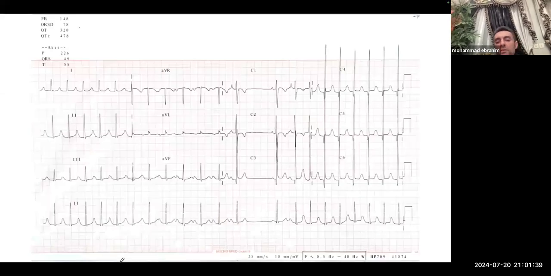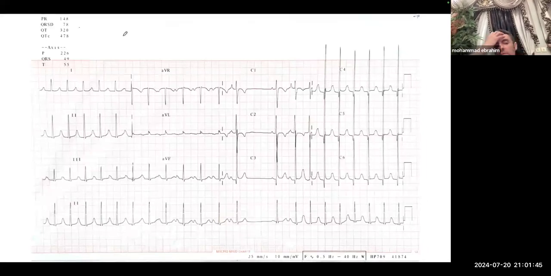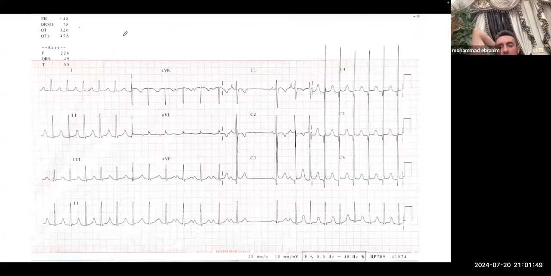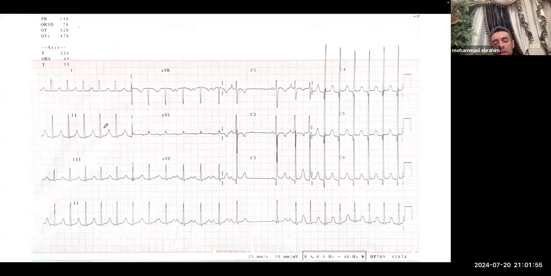Here's an example. A little bit more difficult. I'm not giving you ages, but this is a patient that is 7, 8 years old, roughly. And what do you guys see? It's a little bit difficult ECG. So what do you guys think?